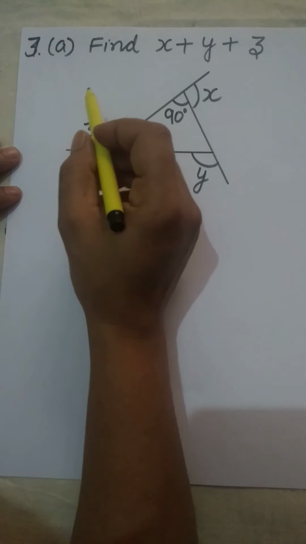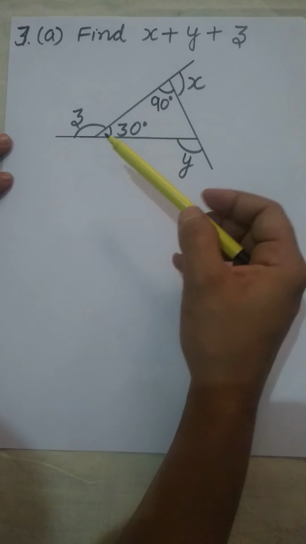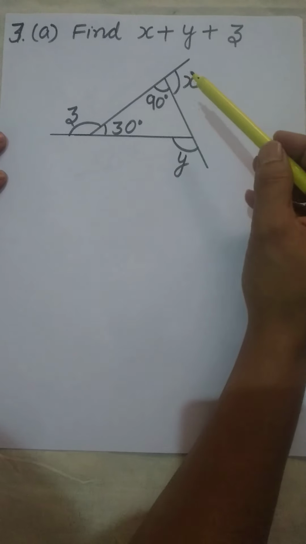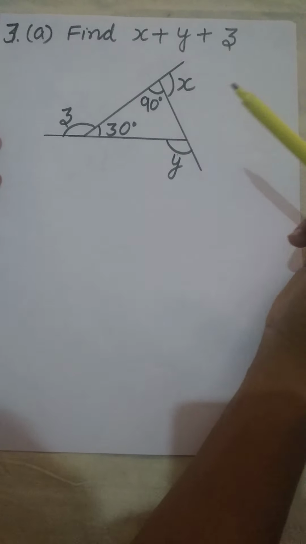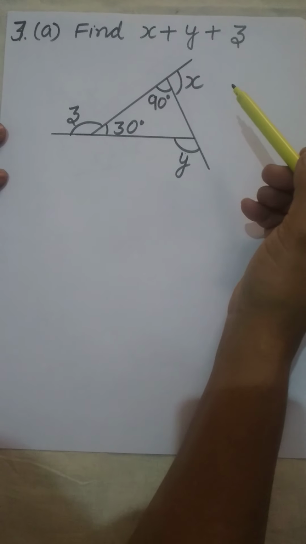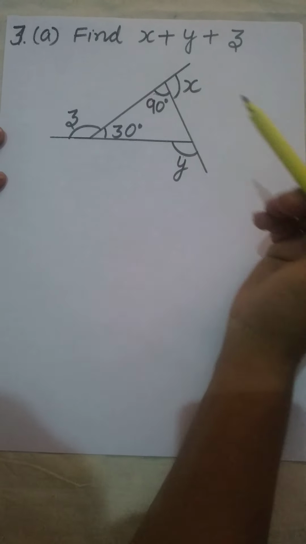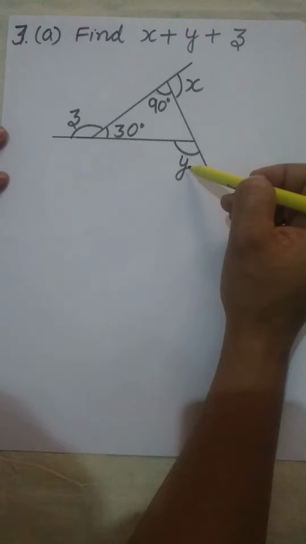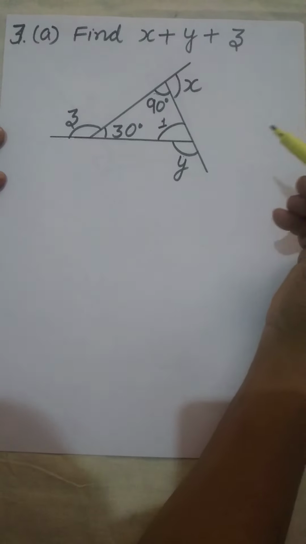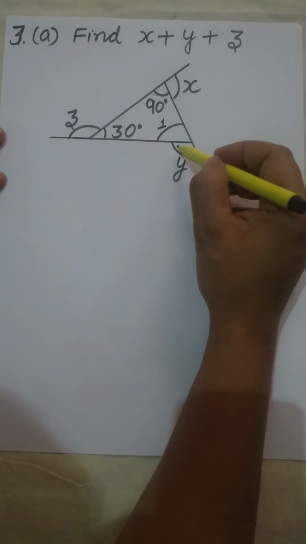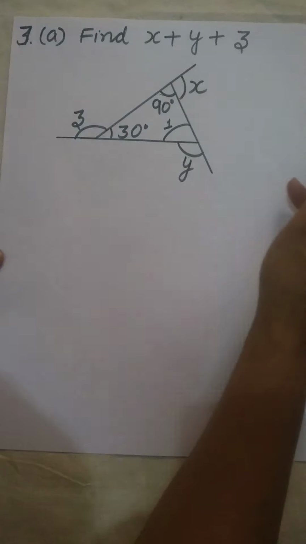Students, in this question we are to find out the value of x plus y plus z. Here you can see in the figure x, y and z are the exterior angles of this triangle. So for finding the value of x and z, we can simply use the concept of linear pair. And for finding the value of y, firstly we will find this angle 1, and then again we will use the concept of linear pair and we will get the value of y.